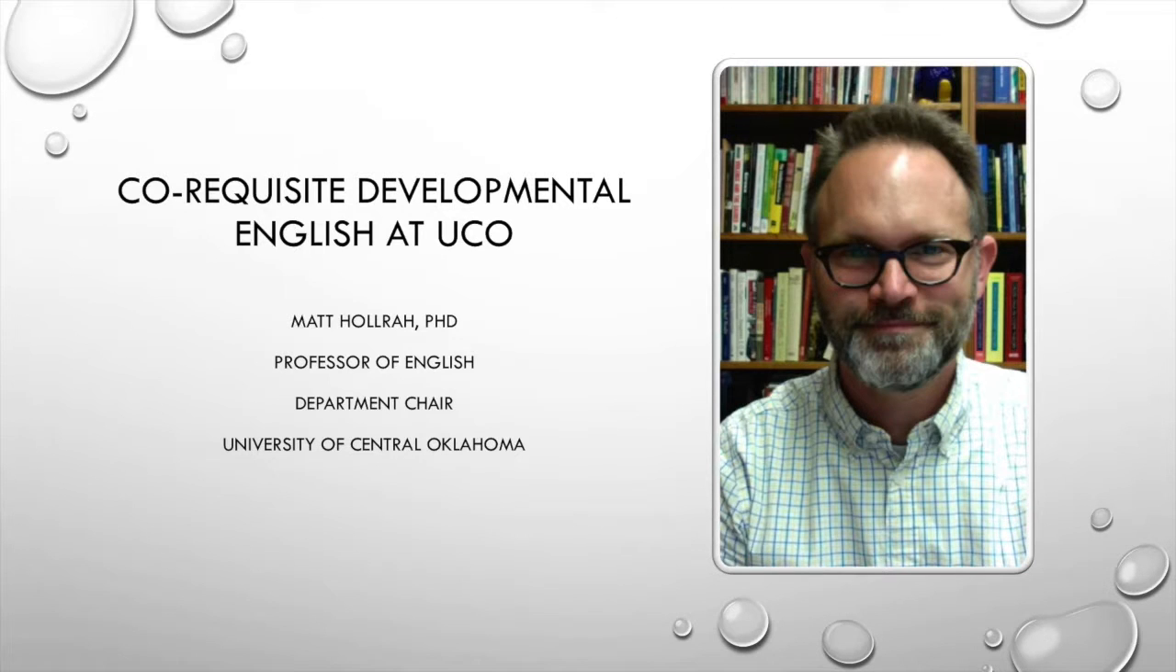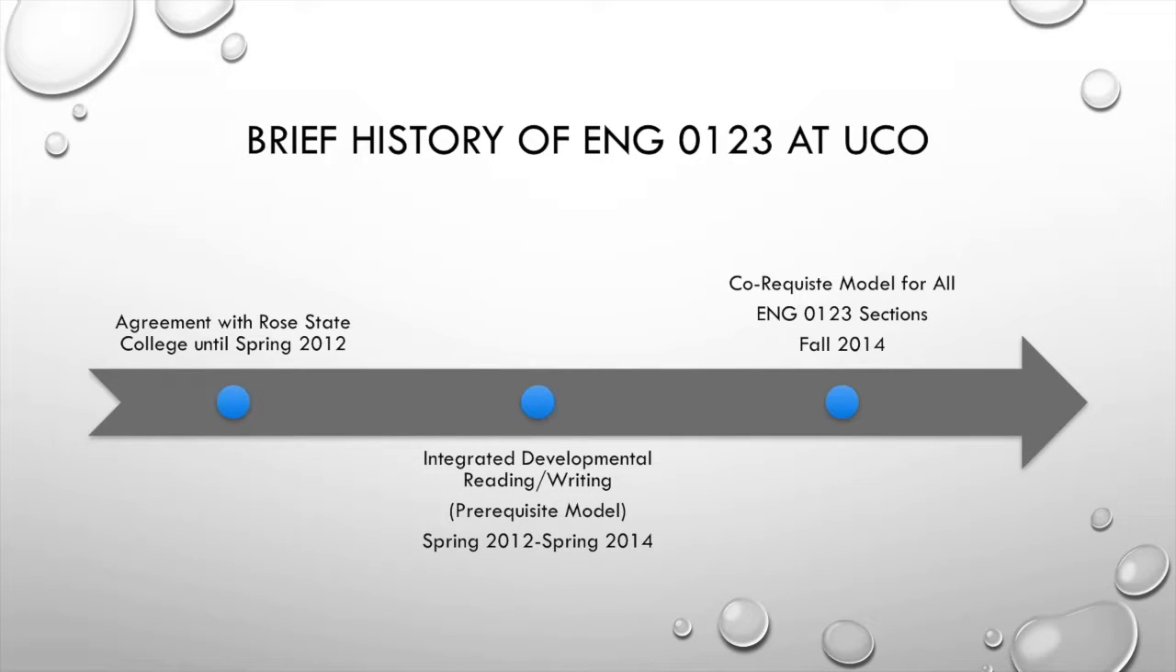UCO is a 4-year comprehensive metropolitan university in the Oklahoma City metro area, and we have an annual enrollment of around 17,000 students. Up until the spring semester of 2012, UCO did not teach developmental writing courses because of an agreement with Rose State College, who taught those courses for UCO students. After that agreement ended, we developed our own combined developmental reading and writing course based on the traditional prerequisite model.